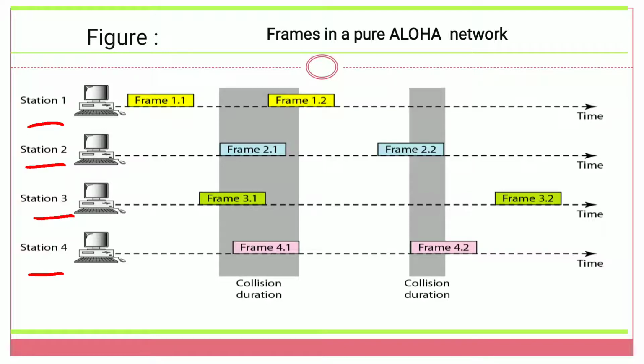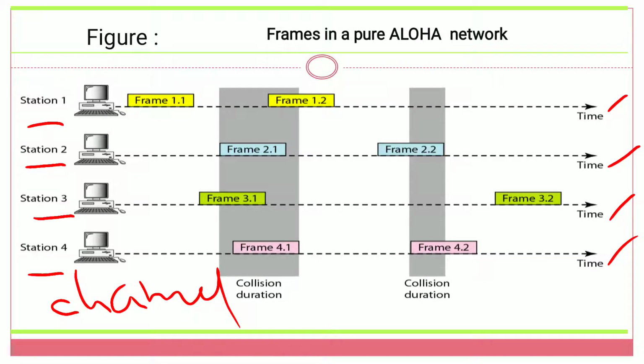Here also we have 4 stations. All the 4 stations use the same channel, and the timeline is also the same for the 4 stations. But for clear understanding, we are separating the timelines. This is the timeline for station 1, this is for station 2, this is for station 3, and this is for station 4. For understanding purposes, we have drawn them as different timelines.